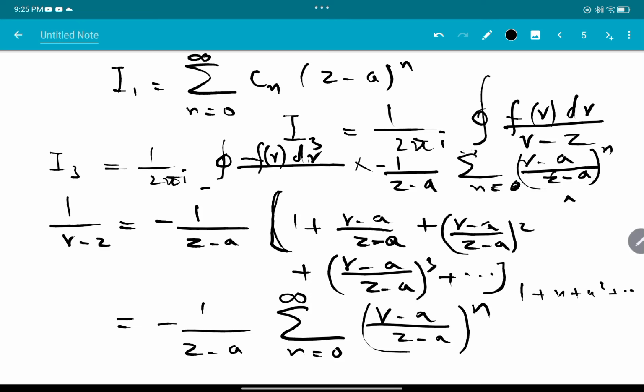Now I will go to the next page and write it once again. I3 is equal to 1 by 2 pi I, then the integral of f gamma d gamma, into minus 1 by Z minus A, into the sum from n equal to 0 to infinity of gamma minus A divided by Z minus A whole raised to n. Now it will become easier.